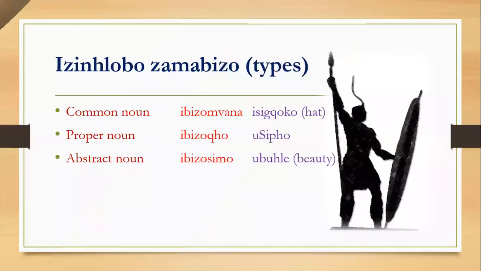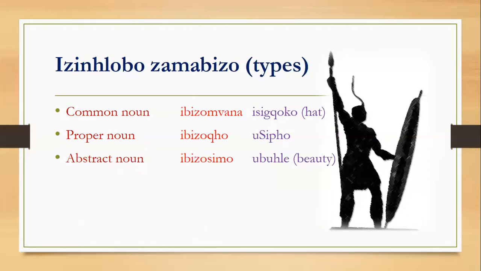So sinezinhlobo zamabizo, we've got different types of nouns, of which today I just want to focus on these three: common noun, proper noun, and abstract noun. So common nouns are known as ibizomvana, and an example can be isigqoko, which means hat. And then a proper noun is called ibizoko. And how do you identify amabizoko in isiZulu?